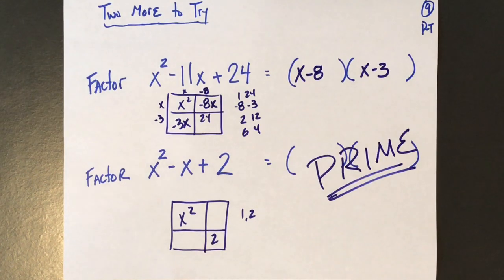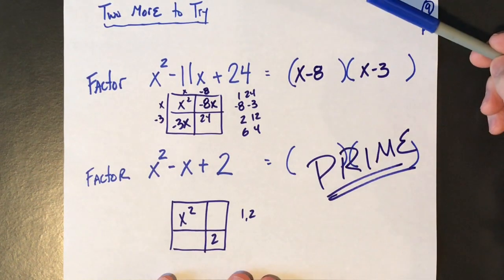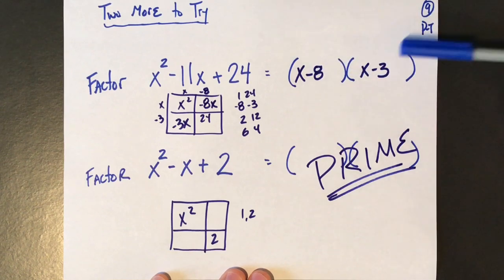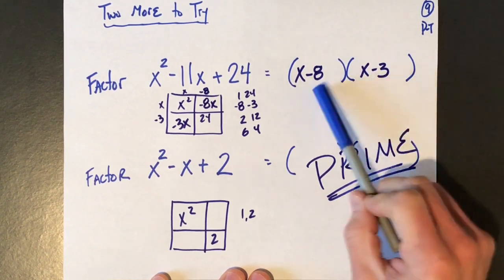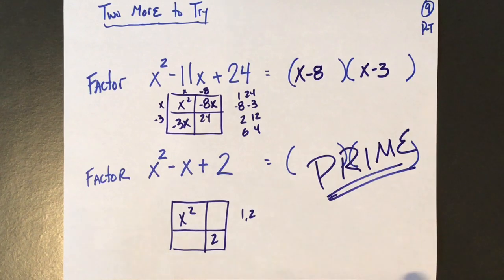And with those 2 more to try, here's what you'll find. The first one worked out really well. I got x minus 8 and x minus 3. By the way, if you wrote these x minus 3, x minus 8, it's the same thing. That's the commutative property, so we're okay there.